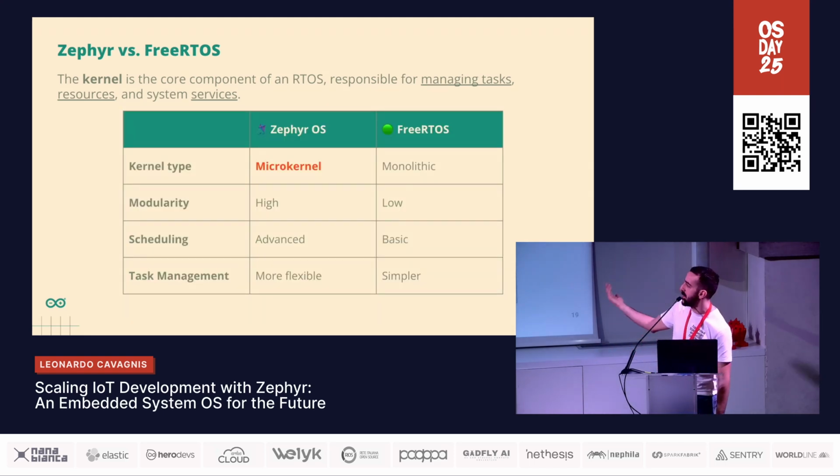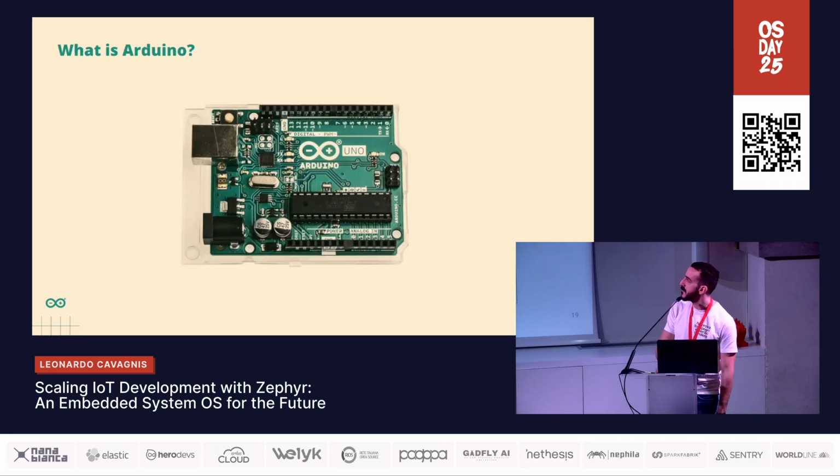These are other differences between Zephyr and FreeRTOS. In Zephyr, you have direct modularity thanks to the microkernel. You have a more advanced scheduler. So Zephyr is more complex to manage tasks, but we have a more advanced scheduler, because in FreeRTOS you can manage only the priority of a task. Instead, in Zephyr, you can manage a lot of things in task management.